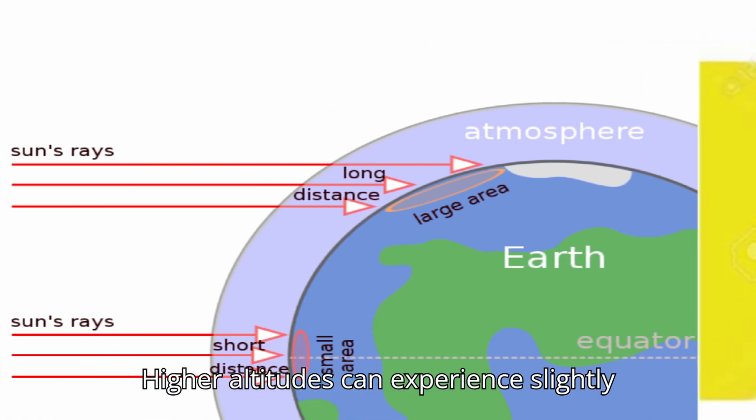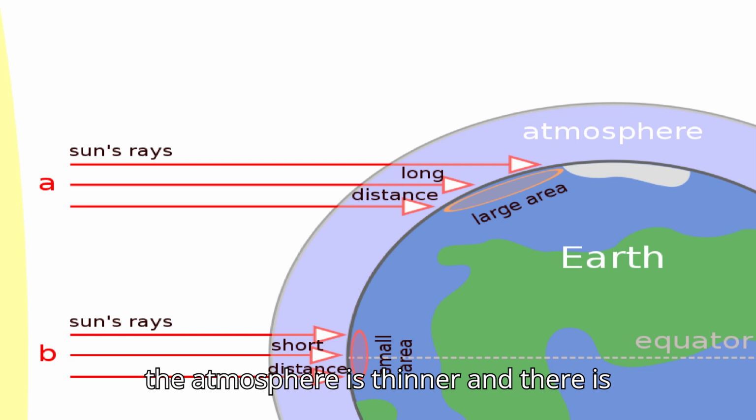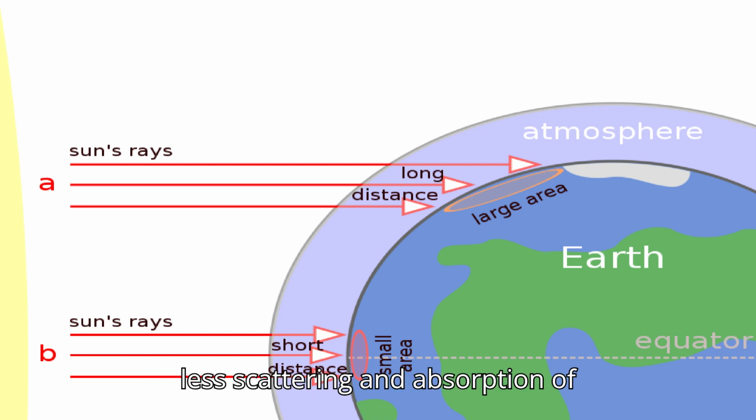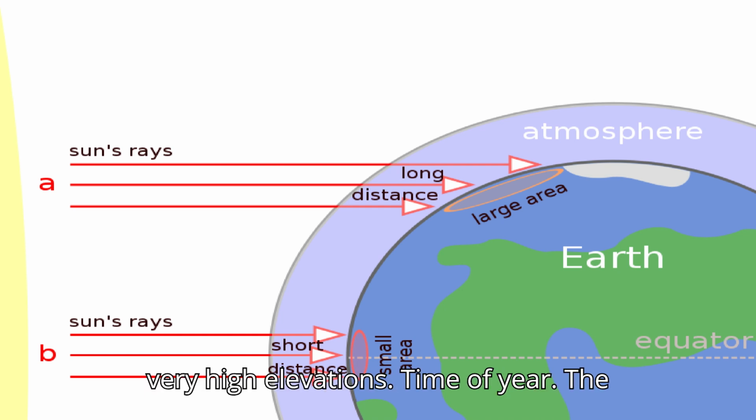Altitude. Higher altitudes can experience slightly higher levels of solar radiation since the atmosphere is thinner and there is less scattering and absorption of sunlight. However, this effect is generally small and more noticeable at very high elevations.